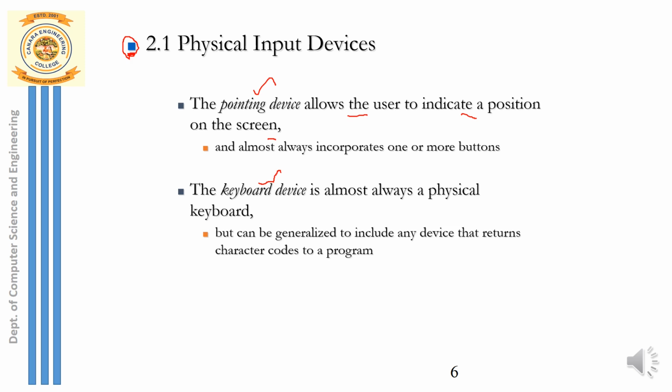Based on that, this position is given by x coordinate and y coordinate, and the moment I click over here, that position will be returned to the user, and that is given by this pointing device. So it allows the user to indicate a position on the screen, right? Here it is also incorporated with one or more buttons. Usually a mouse will have a left button, right button, and sometimes a middle button as well, right? So these three buttons also indicate the click of the mouse, which button should be clicked.